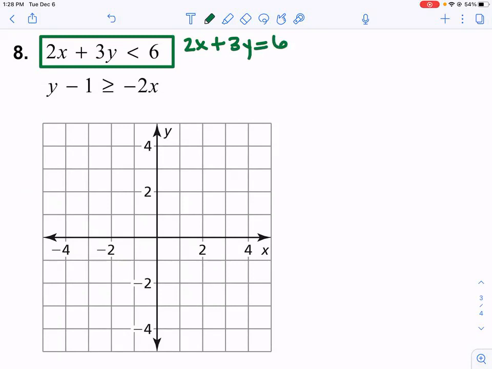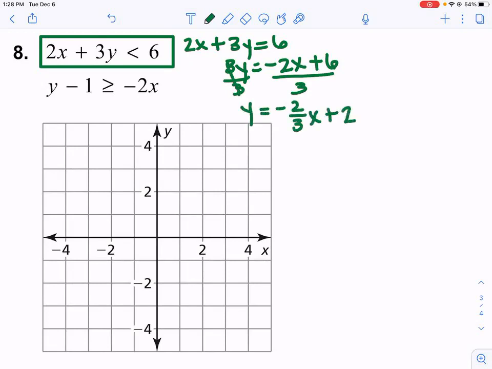And what do we need to do to help us graph this? Okay, we need to get the x over there. Let's subtract it. So 3y equals minus 2x plus 6. And if we divide both sides by 3, then we have negative 2/3 x plus 2. That's the line we need to graph.